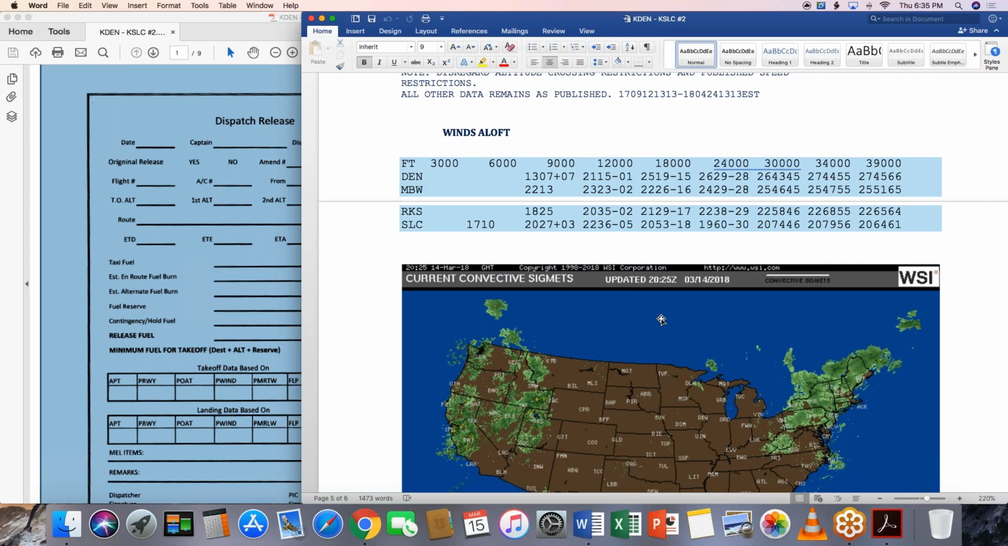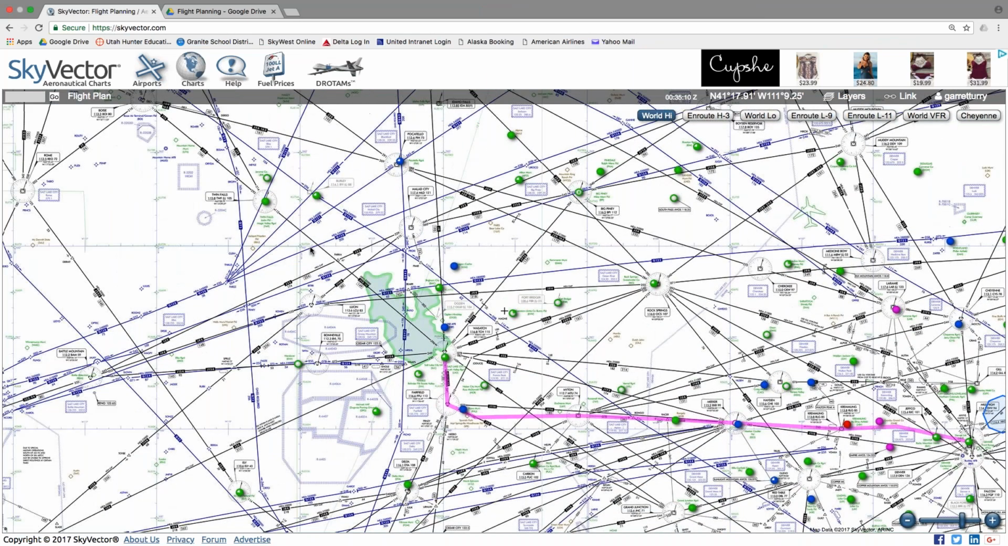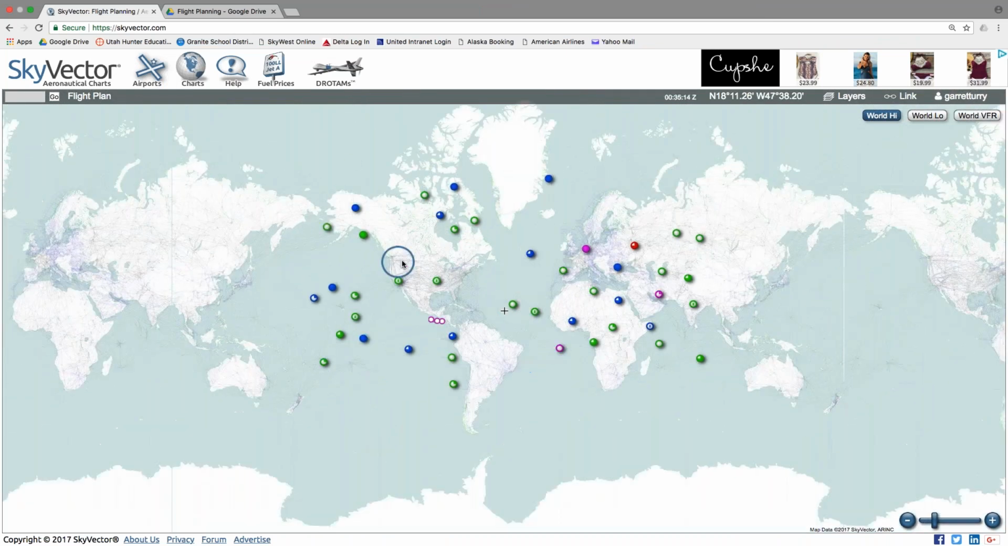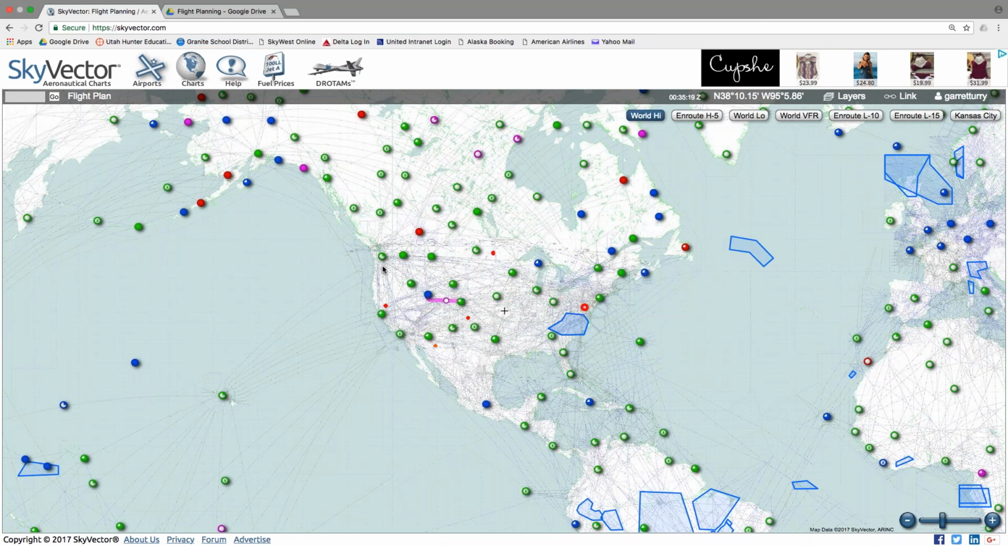I don't wanna do that. So let's pull up SkyVector really quick. I just want to show you guys, oops, sorry. So we're on the high chart, remember? So that's H1 right there.